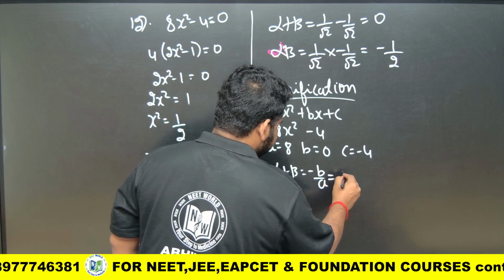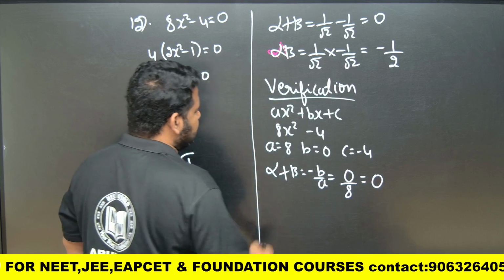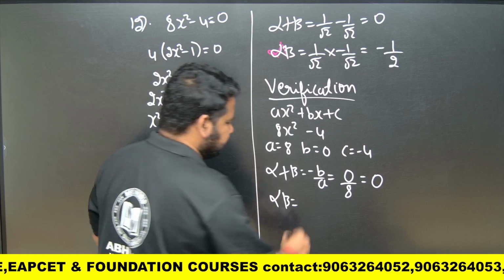So b is nothing but what? 0 by 8 is 0 itself. Okay, then what about the product of the zeros? Product of the zeros is what, friends? Product of the zeros is c by a.